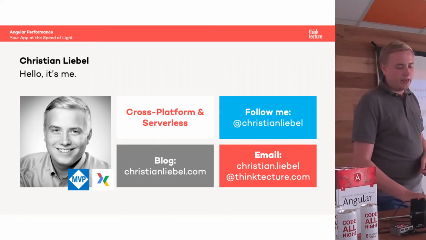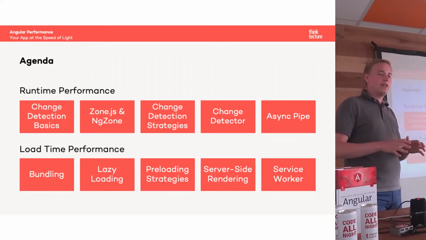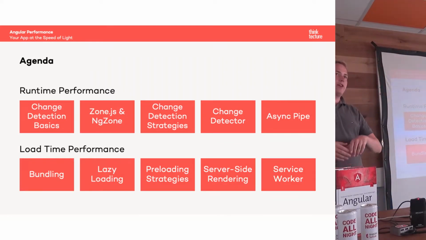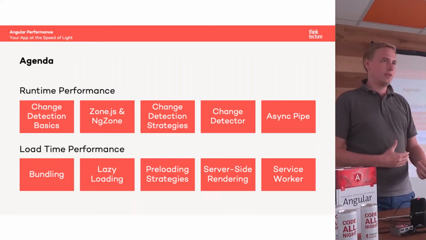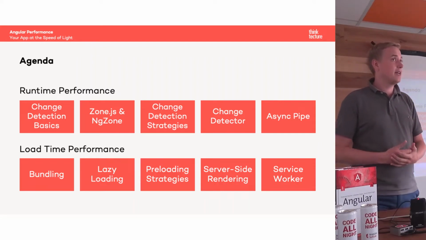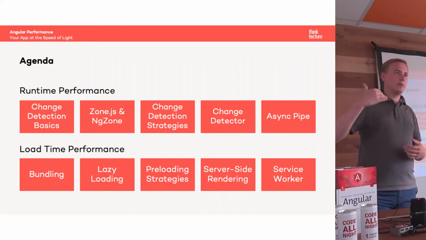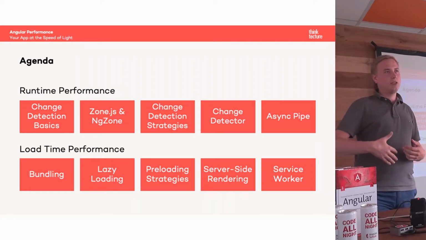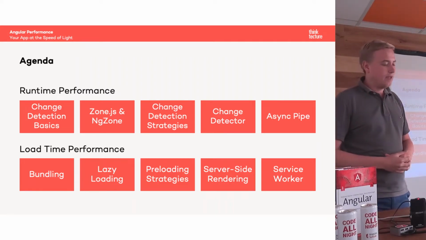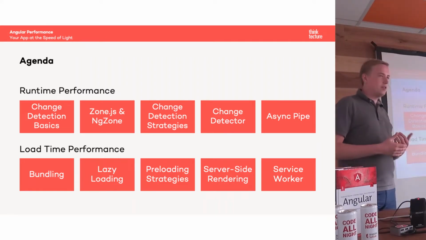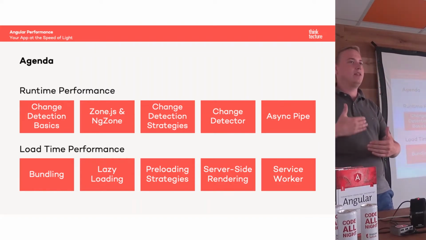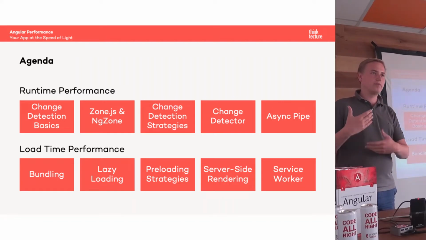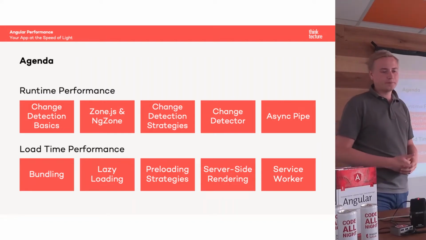As I've said, today I want to talk about Angular specific performance measures, and there are two different sides that we want to have a look at. The first one is runtime performance. So that's the performance type when your app has been downloaded from the server and is then being executed in your browser. And the second part is load time performance. So that now is about how fast your app can be downloaded to the client, to your browser.